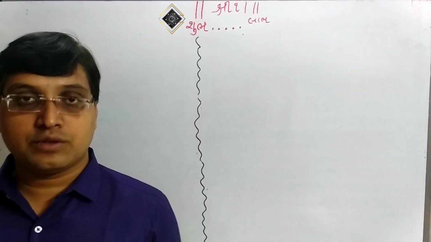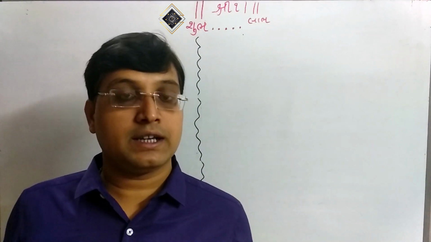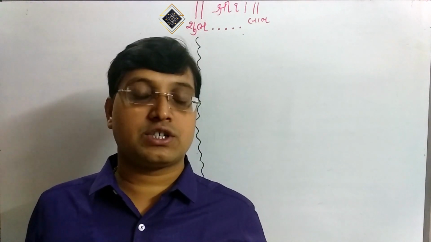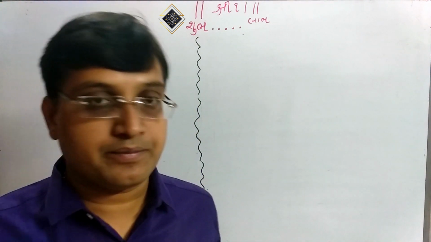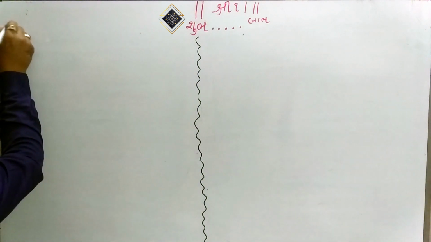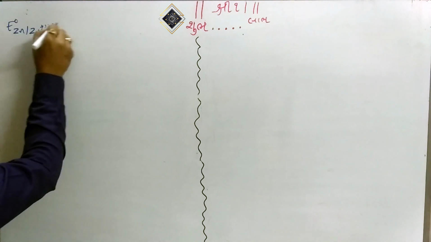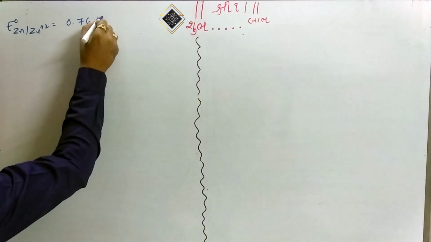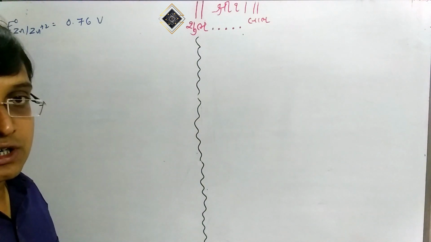Okay, let's continue with the topic. That is, how can we determine whether the given potential is oxidation or reduction? Now just give attention, everyone. Suppose the potential of one half cell is given like this: E0 Zn/Zn²⁺ is equal to 0.76 volt. Identify whether this potential is oxidation or reduction.